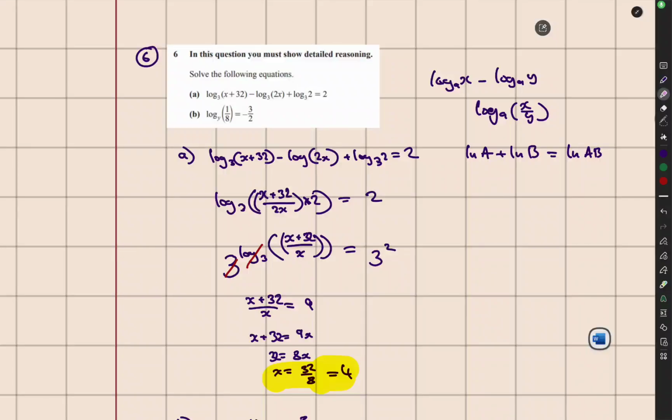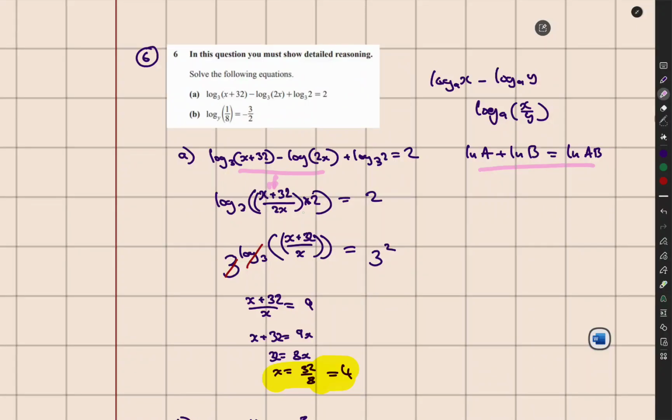Going over the September paper, starting with question 6. So this first one, log laws: you could use the subtracting log laws where you divide the two logs, and the adding log laws where you multiply the two logs. So I've used the division one here for this part inside the internal brackets, and then multiply that all by 2 here using the multiplying log law.